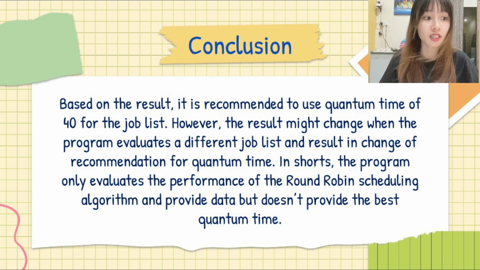However, the results might change when the program evaluates different job lists, resulting in a change of recommendation for the quantum time. In short, the program only evaluates the performance of the round-robin scheduling algorithm and provides data, but does not provide the best quantum time.